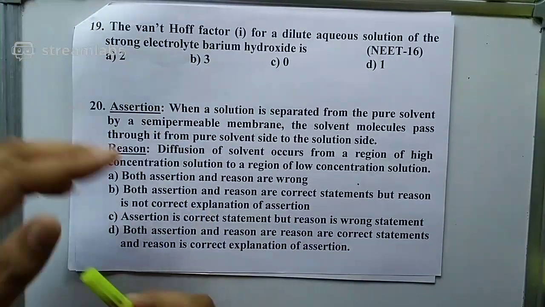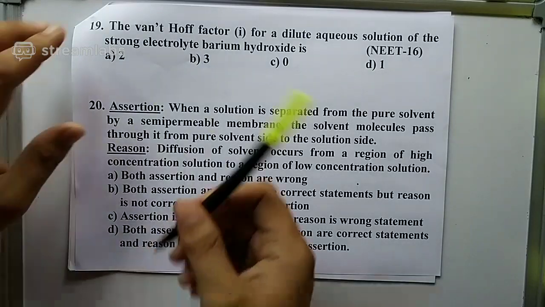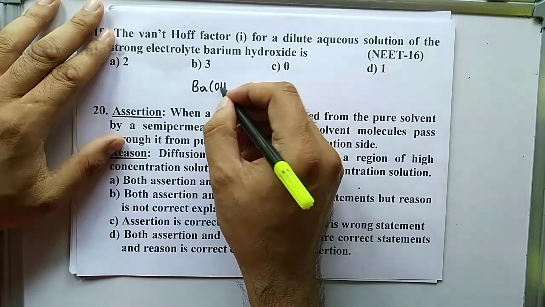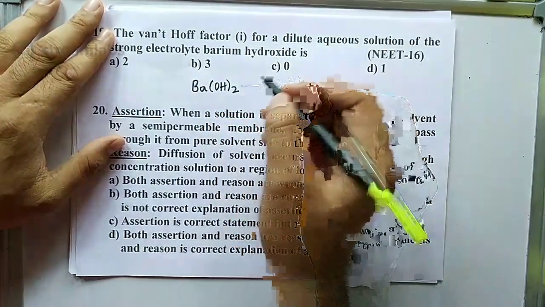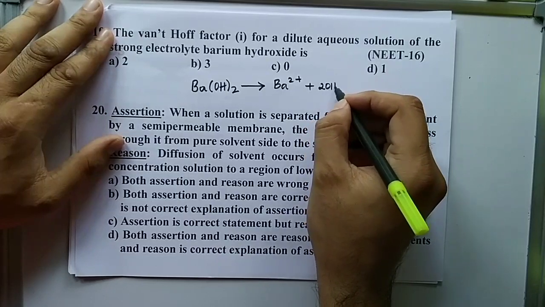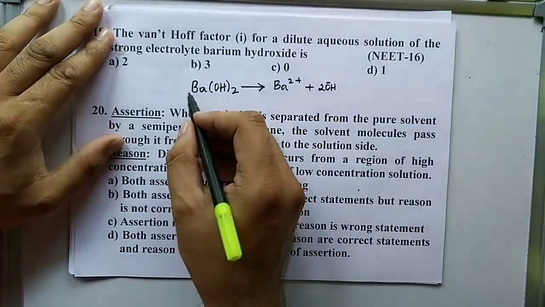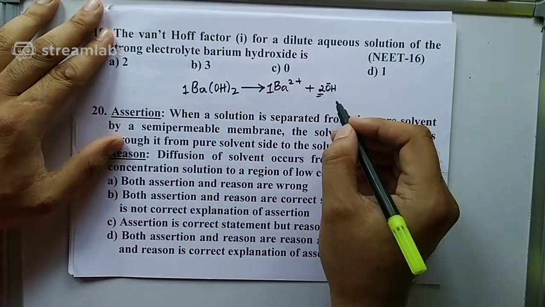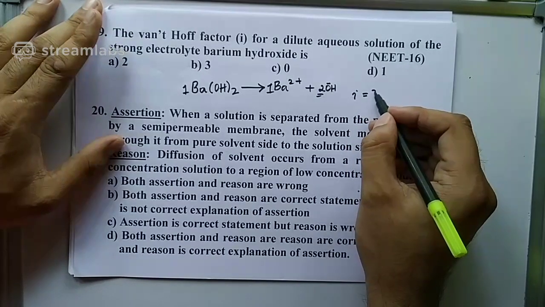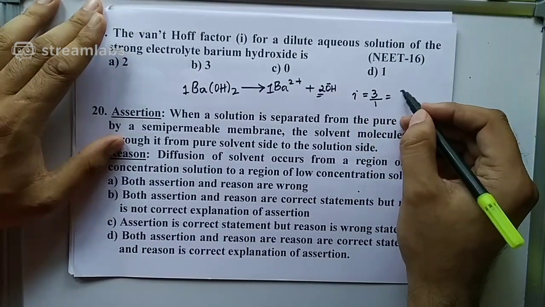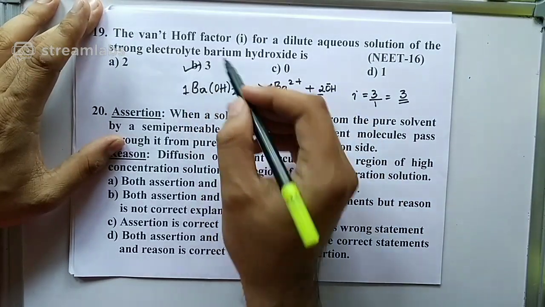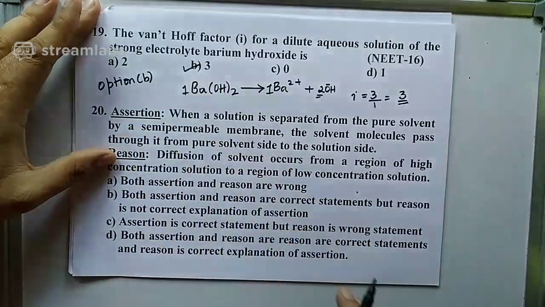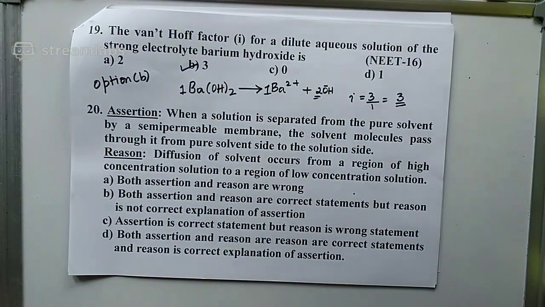You know that barium hydroxide is said to be a strong electrolyte, Ba(OH)2 gives Ba2+ plus 2OH-. So 1 mole of this would dissociate to give you 1 plus 2 moles of ions. So therefore the i factor will be equal to 3 by 1, that is equal to 3. So it is answer, students, option B. So the answer for question number 19 is option B. Is it clear, students? Just note it down.